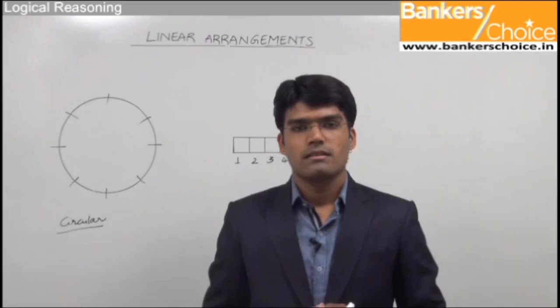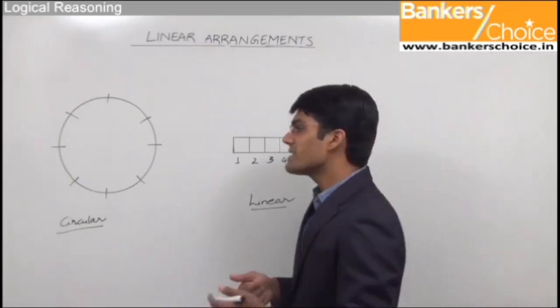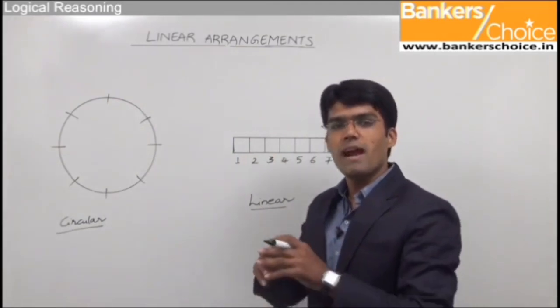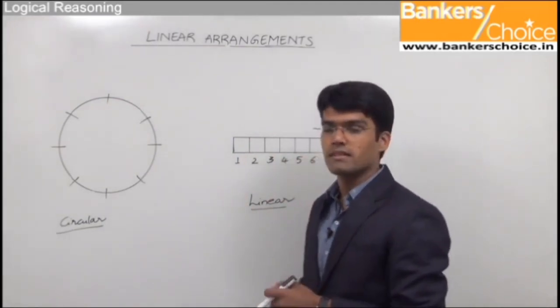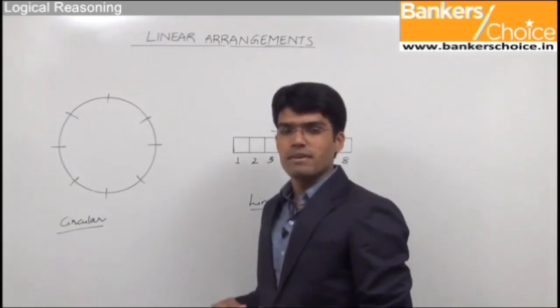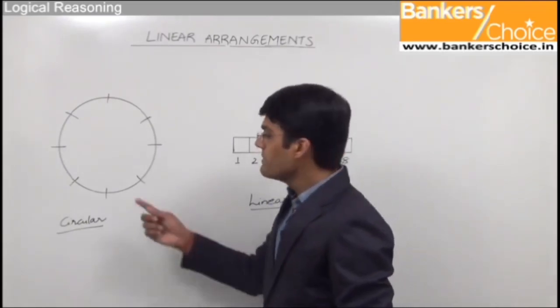As we have discussed, in case of a circular arrangement, we can start from any position on the circle. Let's assume we have to arrange 8 persons around the circle. So the 8 positions can be fixed in this manner, and the first person can be placed anywhere on the circle, because a circle has got no definite starting point or ending point.